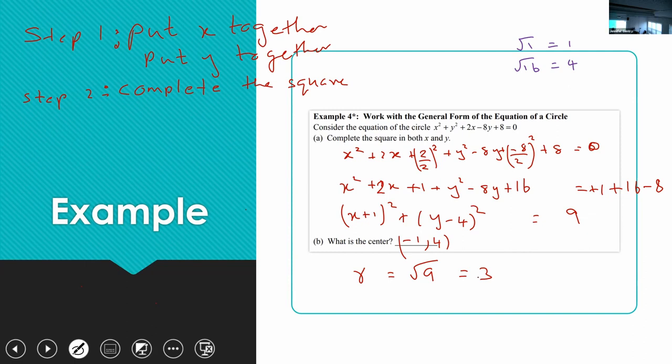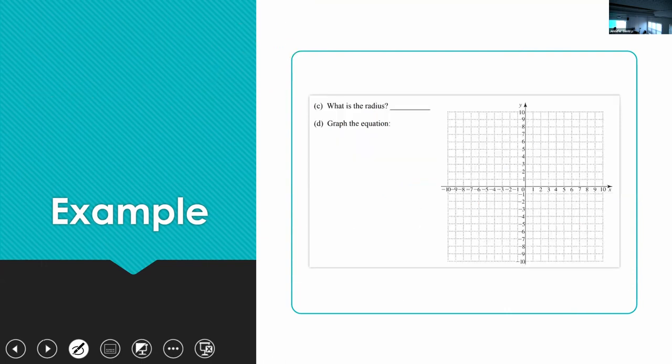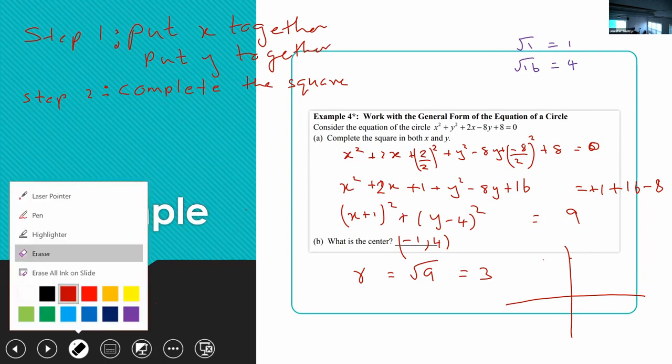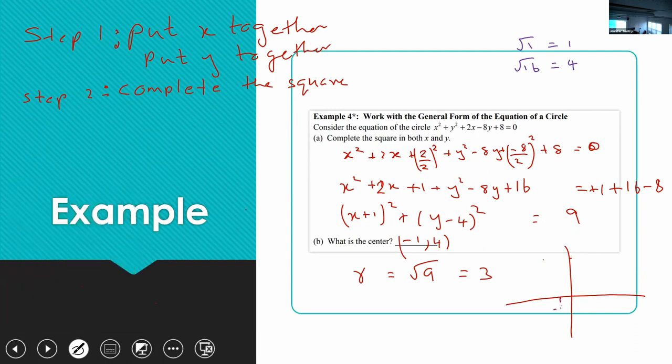Can I graph it just like I did with the previous examples? Okay. I think there's actually a graph on the next slide if you want to put it there. Oh, I'm sorry, go back. Yeah, so we can do it here. So go -1 and 4, put your dot, count your 3 blocks on either side, up, down, left, and right, and then kind of do your swish. Does that make sense? Does it make circles make a little bit more sense than they did before?